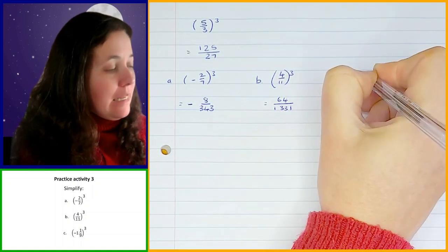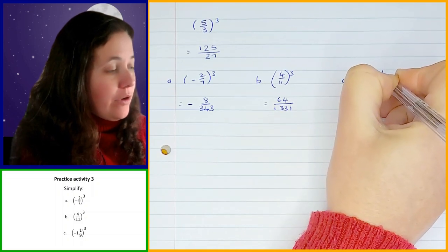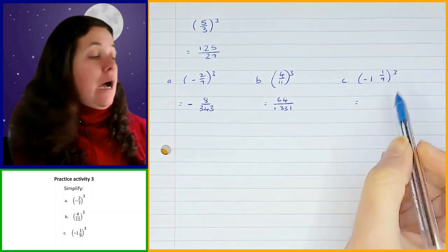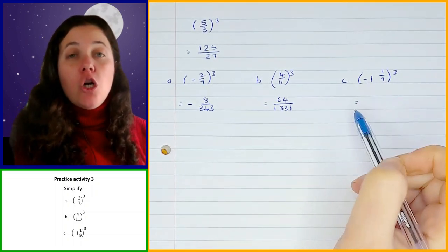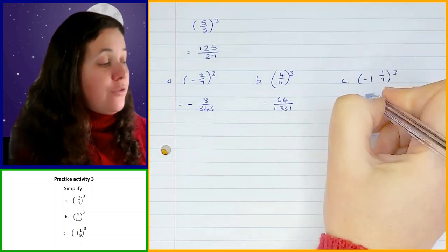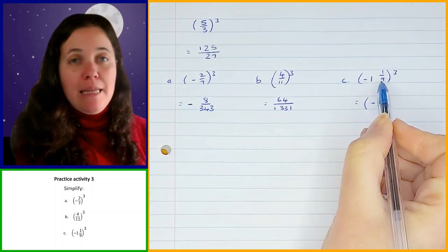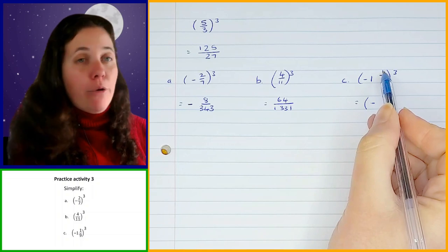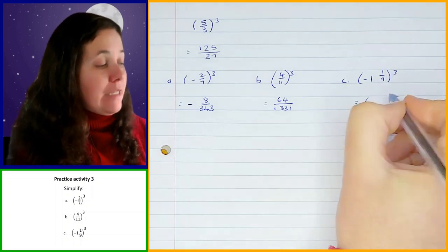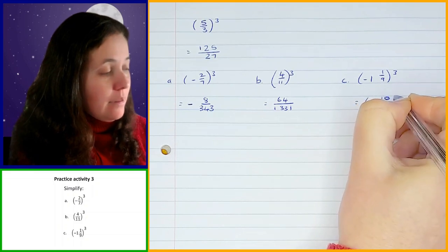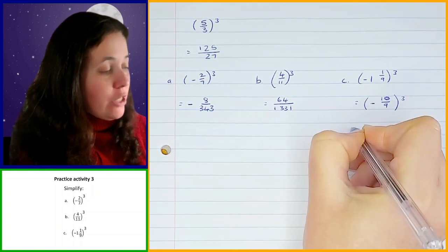Okay, and then the last one, question C. We had negative 1 and 1 over 9 cubed. Now, the first thing we have to do is I have to sort out that mixed number. I can't work with a mixed number, so I have to first change it to an improper fraction. So I multiply 1 by 9, that gives me 9, and I add the numerator, which is 1, and that gives me 10. So I get 10 over 9 cubed. So negative 10 over 9 cubed.